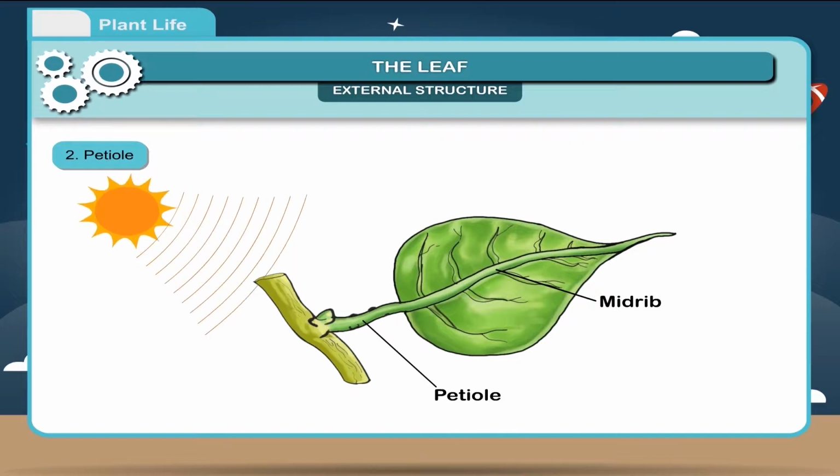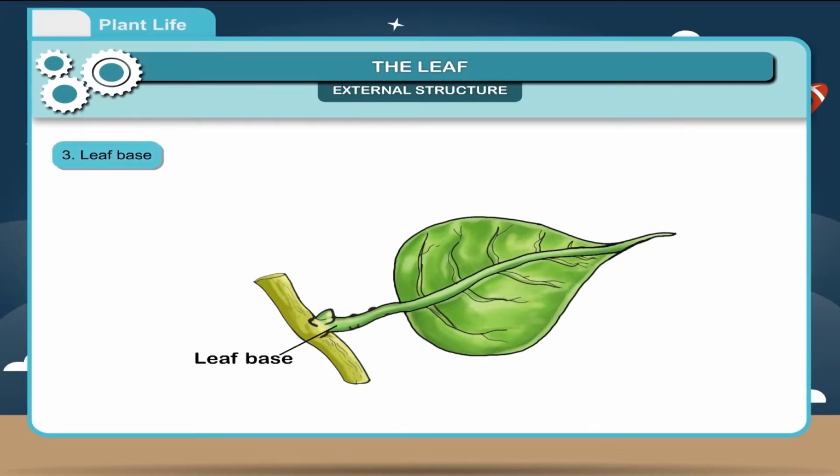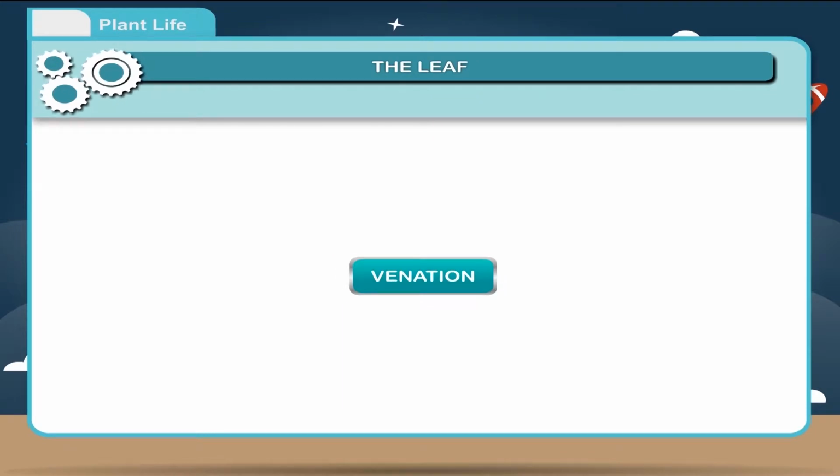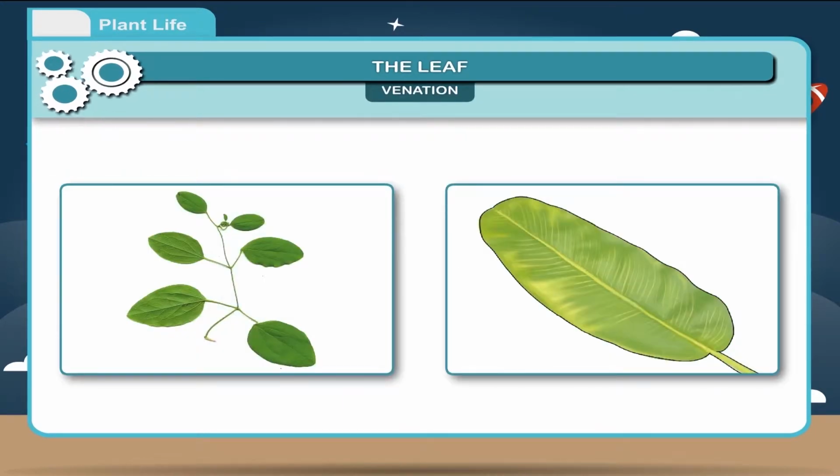Its main function is to keep the leaf in such a position so that it gets maximum sunlight and air. Leaves having petioles are called petiolate, and the leaves without petioles are called sessile. 3. Leaf base. Leaf base is the basal part of the leaf through which the leaf is attached to the stem. Venation. The arrangement of veins and veinlets of the leaf blade is called venation.